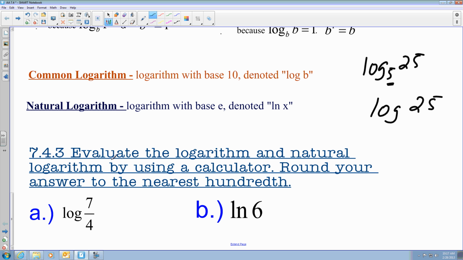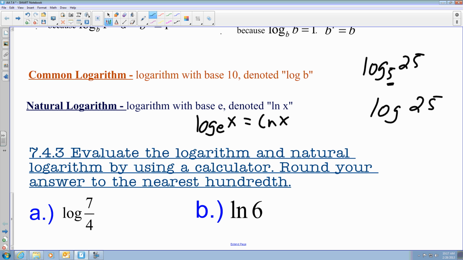Natural log means that we have a logarithm with base e, which is called the natural log. So we can say that log base e of x will equal the natural log of x. So keep that in mind. That'll help you out with solving some problems.